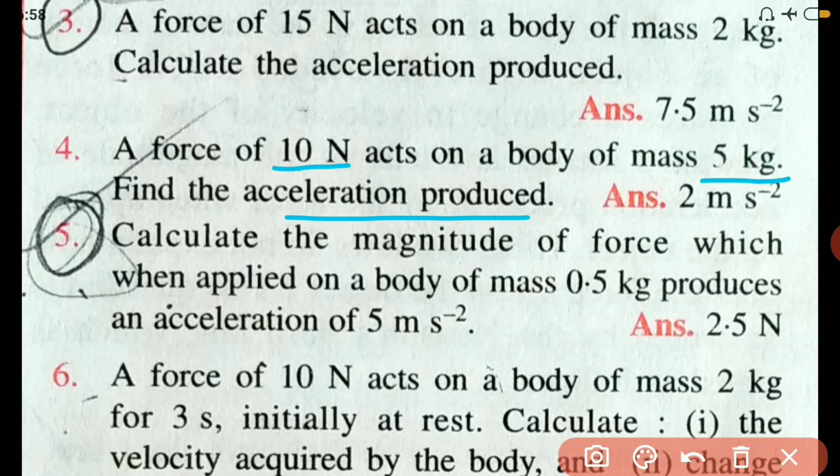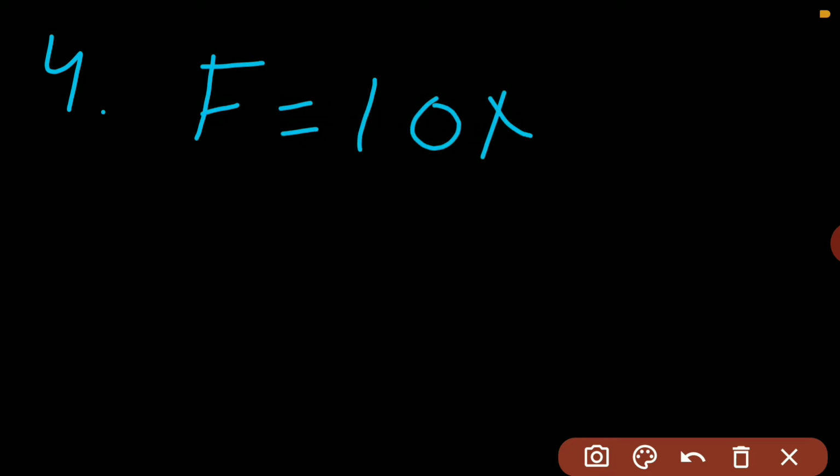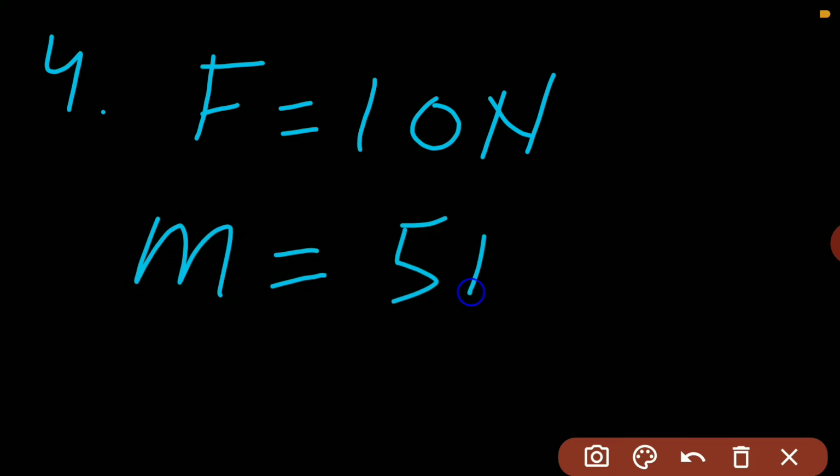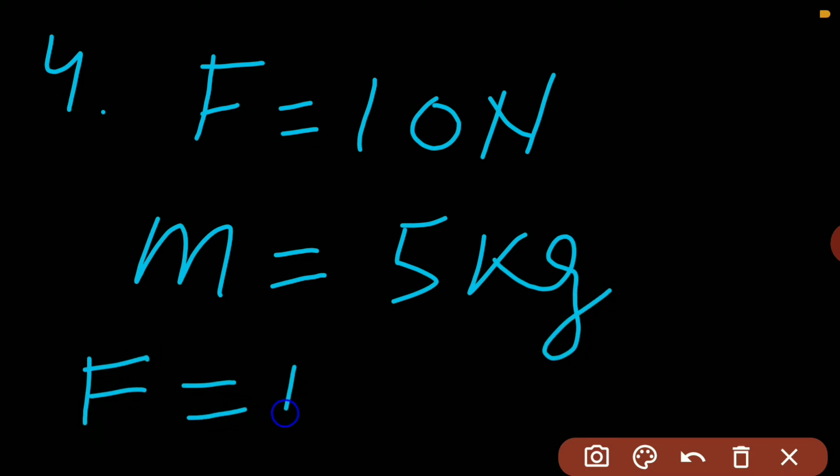It is very simple. It is same as number 3, but if you are finding any difficulty, again I have solved it for you, right? Let us go to the solution then. Let us try to solve number 4. Things given to us: force equals 10 Newton and mass is equal to 5 kilogram. So using the formula F equals m multiplied by a, I think you can solve this further.